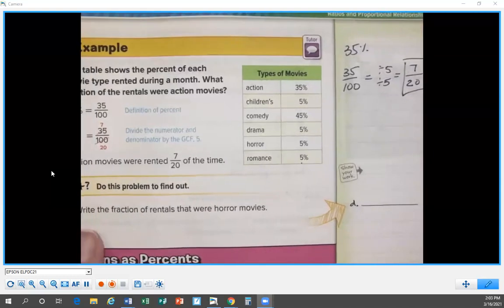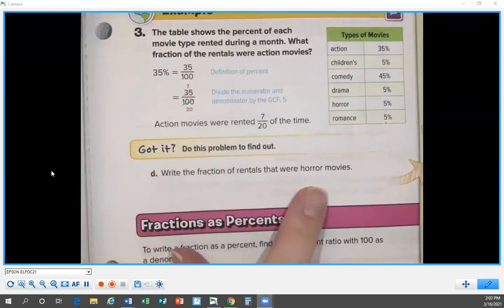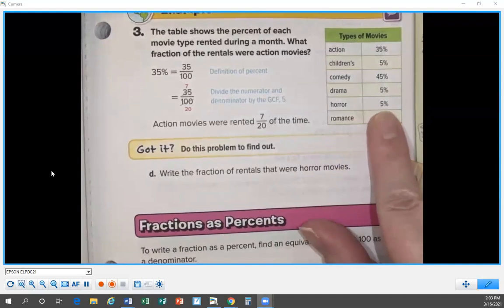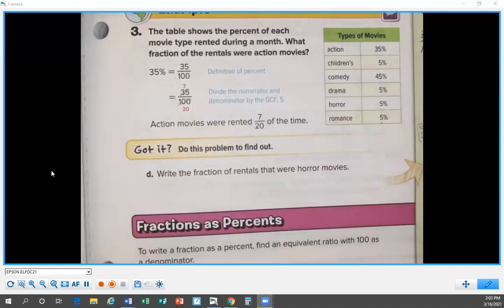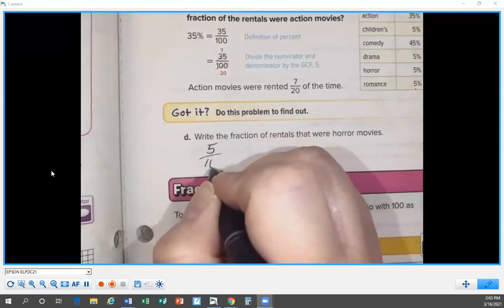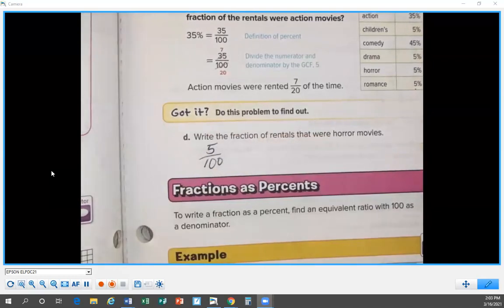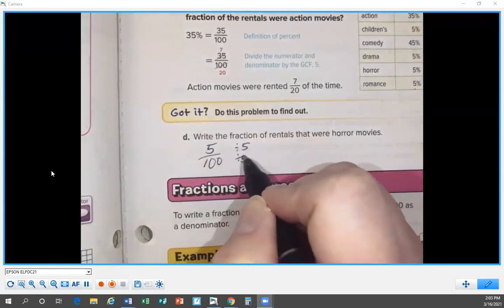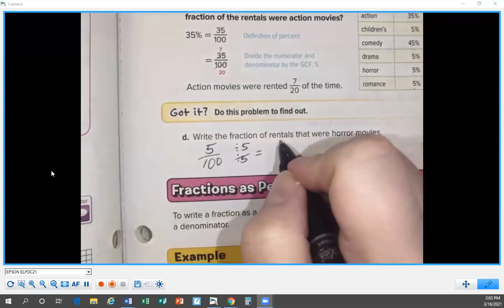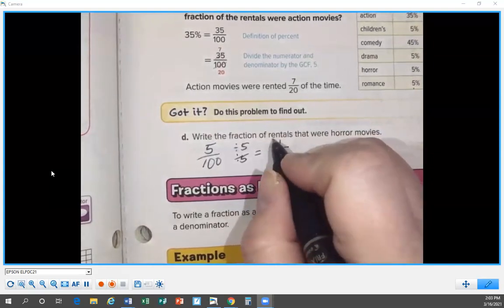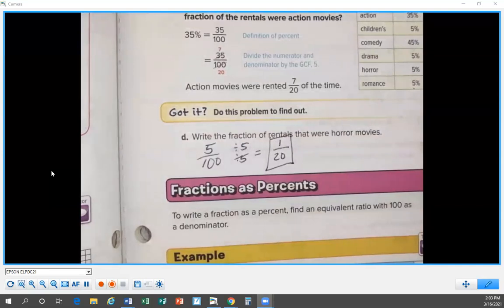Okay, let's do part D. Write the fraction of rentals that were horror movies. Horror movies accounted for 5% of the rentals. So 5% will be written as 5 over 100. 5 and 100 are both divisible by 5. They have a GCF of 5. 5 divided by 5 is 1. And 100 divided by 5 is 20. So 1/20 of the movies were horror movies.